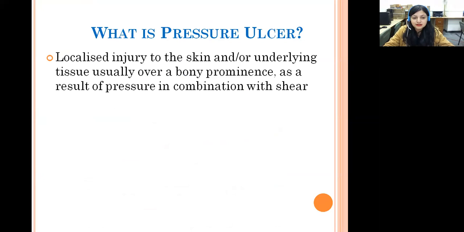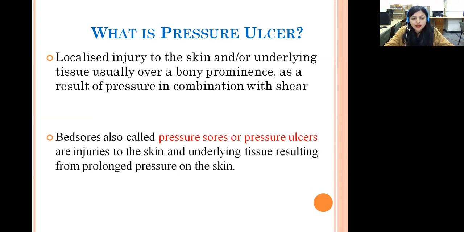Pressure ulcer is due to localized injury to the skin or the underlying tissue, usually over a bony prominence, such as a result of pressure in combination with shear. When we say shear, it is the deformation of the tissue or the skin caused by two oppositely directed forces, such as what happens when patients are sleeping in bed. The force created between the patient's buttock and the mattress is called the shear force. Bed sores are also called pressure sores or pressure ulcers.